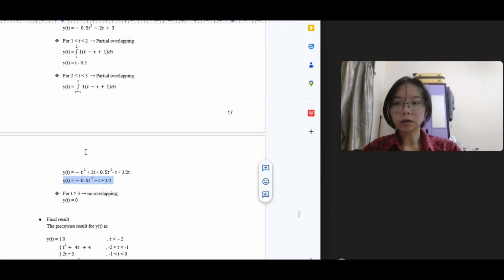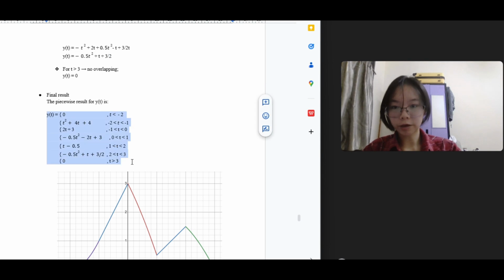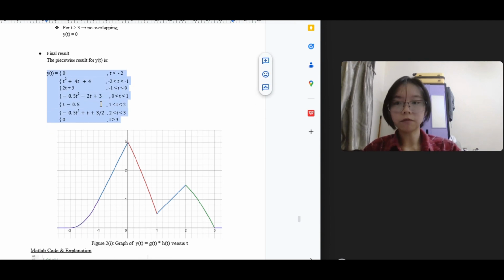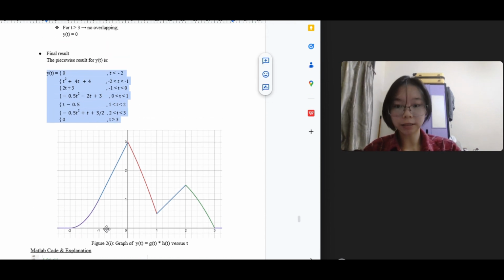And now we compute all the y(t) and the time intervals together. It is the formula for y(t) over here in a piecewise function, and we can plot the graph using this calculated formula. I have plotted the graph using decimals, and this is our graph.